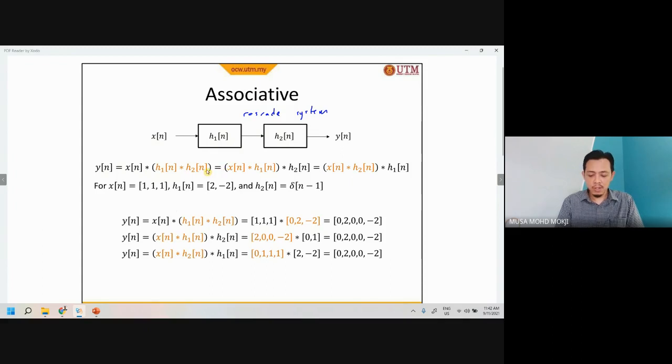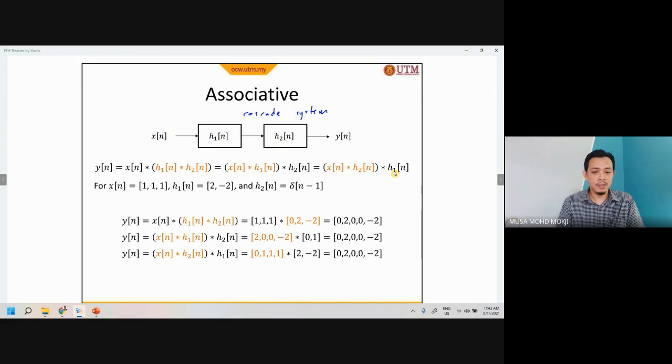And then of course you can solve h2 first, the impulse response. You can do the convolution first and then convolve with the input. Or you can actually solve the convolution between x[n] and h1[n] first, and then do convolution with h2[n]. Or you can do the convolution of x[n] with h2[n] first, and then solve the convolution with h1[n].